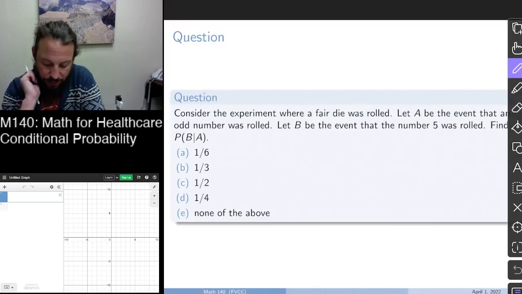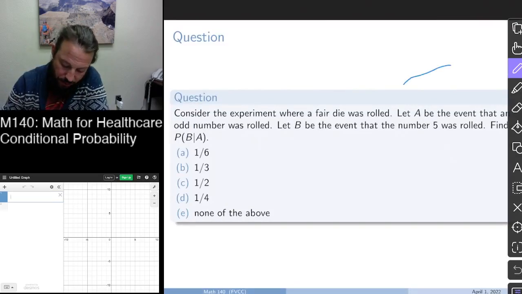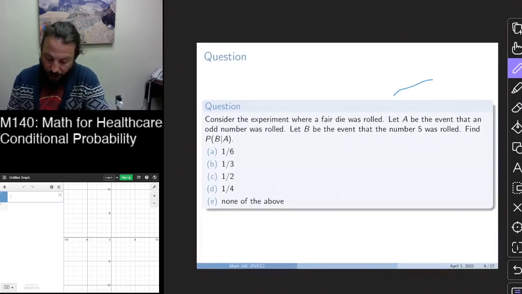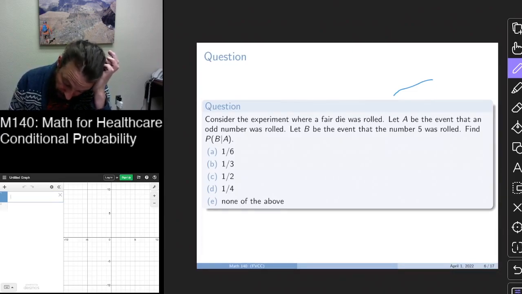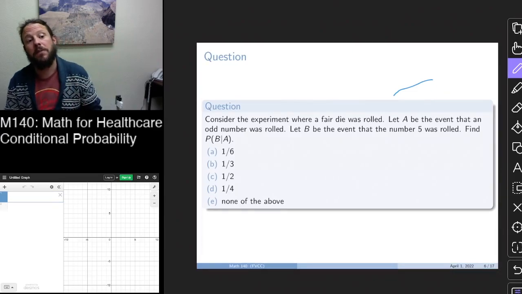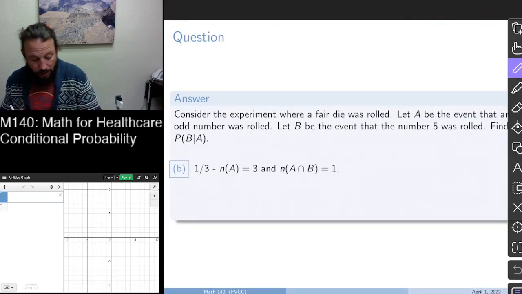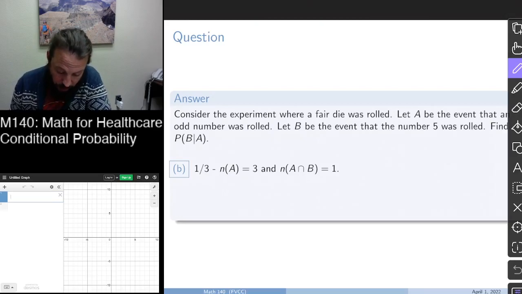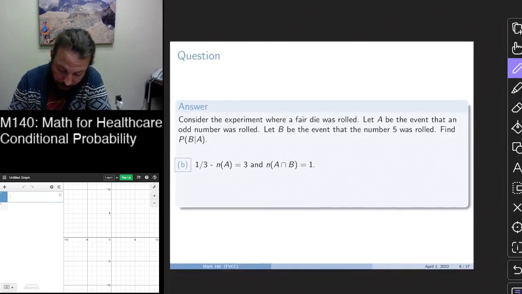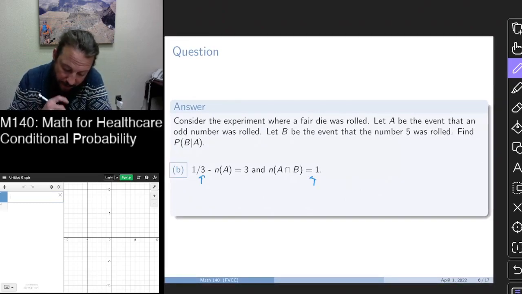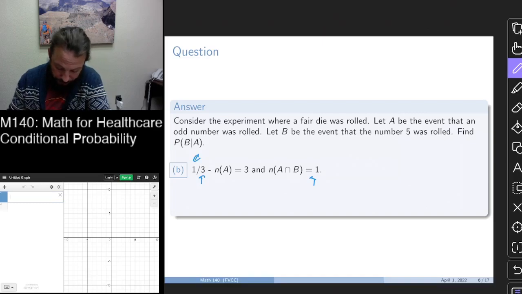Consider the experiment where a fair die is rolled. Let A be the event that an odd number was rolled. Let B be the event that the number 5 was rolled. Find the probability of B given A. Again, take a minute, maybe hit pause, and think about it. The answer is 1/3. Why? Because now we know an odd number was rolled, so the new denominator is 3, and there's only one way to get a 5 there.